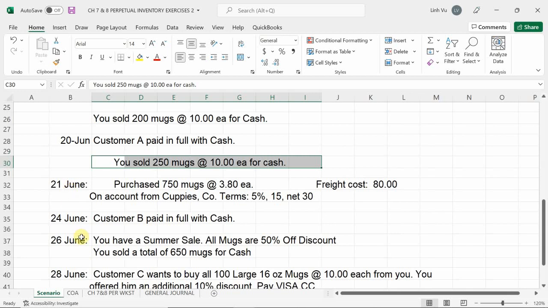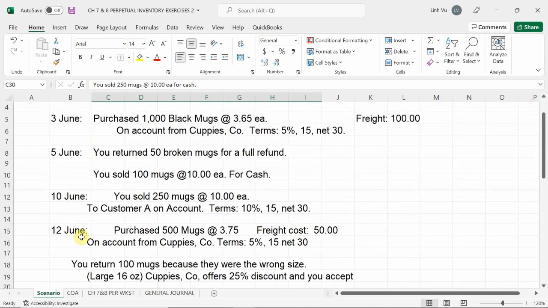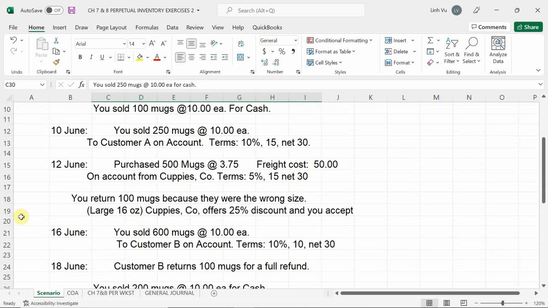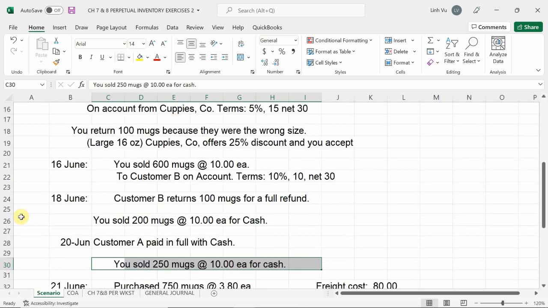On the 24th of June, customer B decides to pay in full with cash. Okay, so let's take a look at customer B. When did we sell to customer B? We sold to customer B here. We sold 600 mugs, right? We sold 600 mugs on June 16 to customer B. However, customer B decided to return 100 of those. So we actually sold 500 units, right?